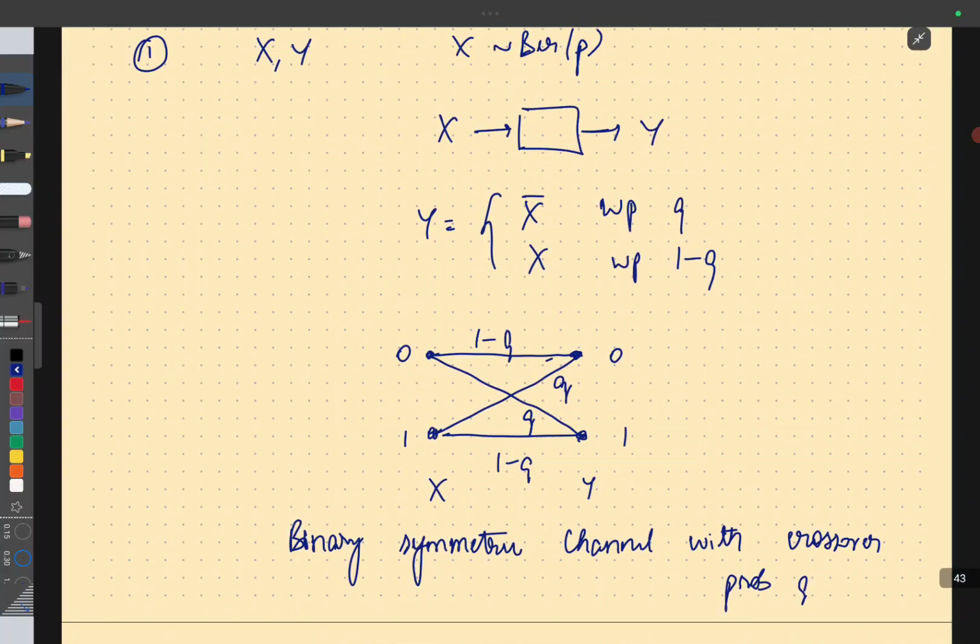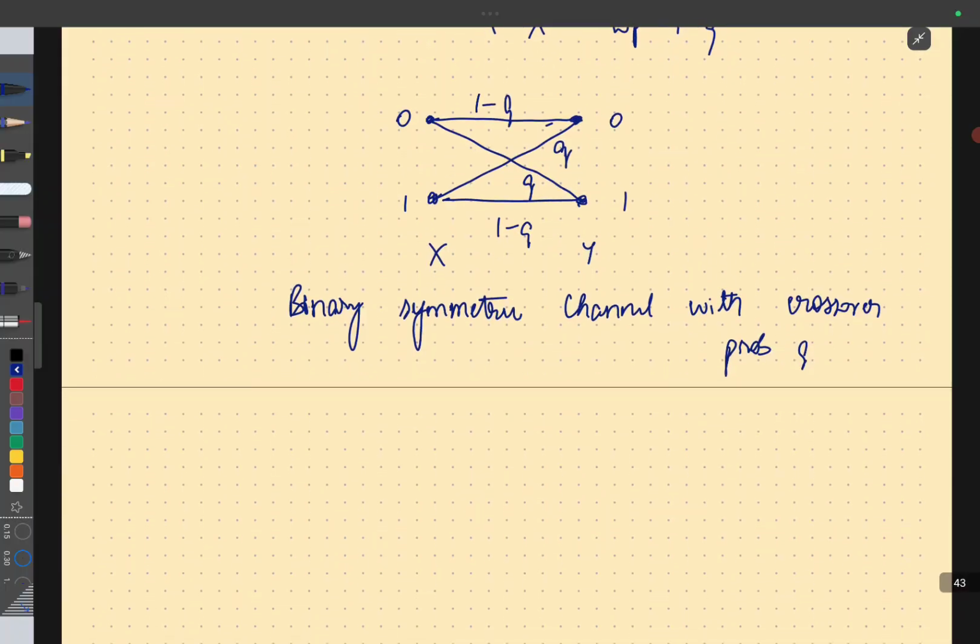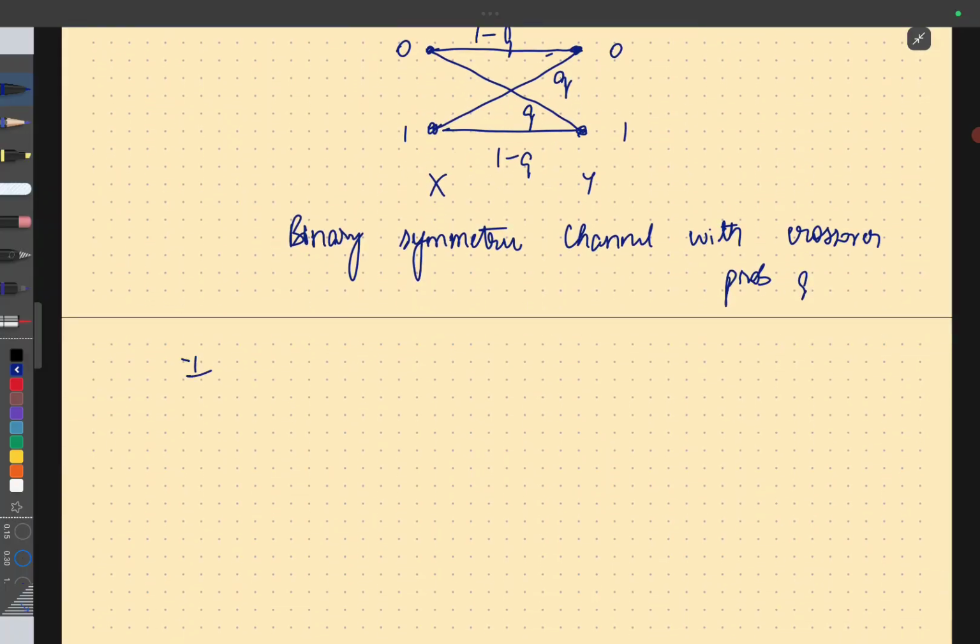Now my goal is to find the mutual information between x and y. So how would you go about computing this? What do I need? What are different ways of computing this? There are two different ways I can go about this. I can write I(X;Y) as H(X) minus H(X|Y), or H(Y) minus H(Y|X). Both are equally valid, nothing wrong with either of them. Which one would you prefer?